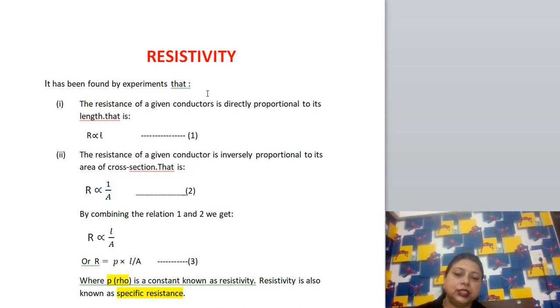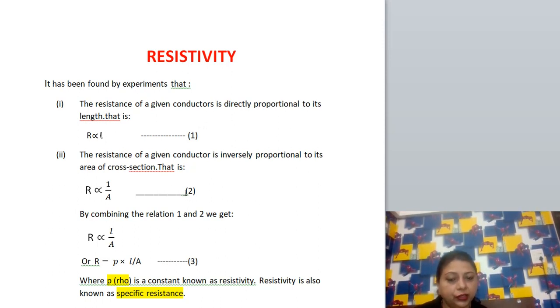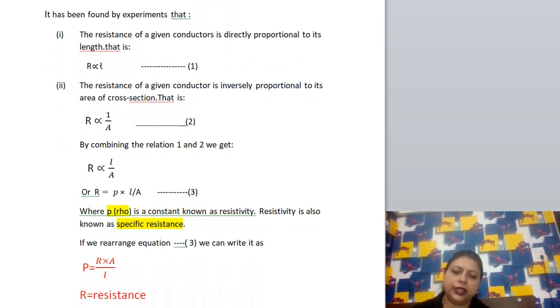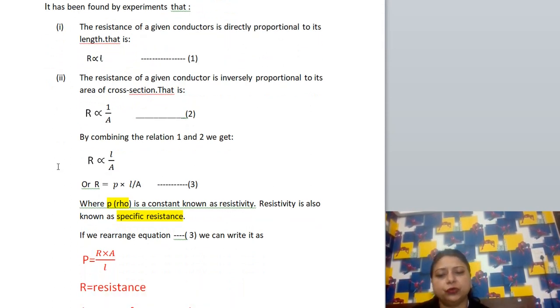This is equation 1 and this is equation 2. When we combine equation 1 and equation 2, we will get the relation R proportional to L upon A. And you know when we remove the proportional sign, we put a constant. So we write R equal to rho into L upon A. This constant is named rho, and it is known as resistivity.